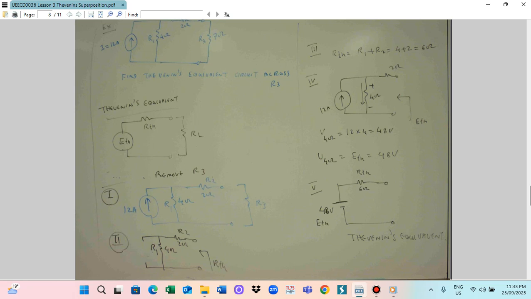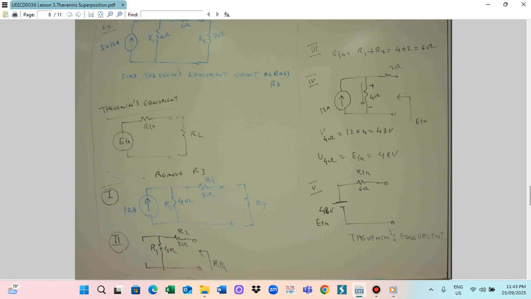To determine the Thevenin equivalent circuit across R3, firstly we have to determine the Thevenin equivalent circuit. E_th is the Thevenin voltage, R_th is the Thevenin resistance. They are connected across the load resistance R. So this is the Thevenin equivalent. We want to find E_th and R_th so that we can determine the Thevenin equivalent. The first step is that you need to remove R3.